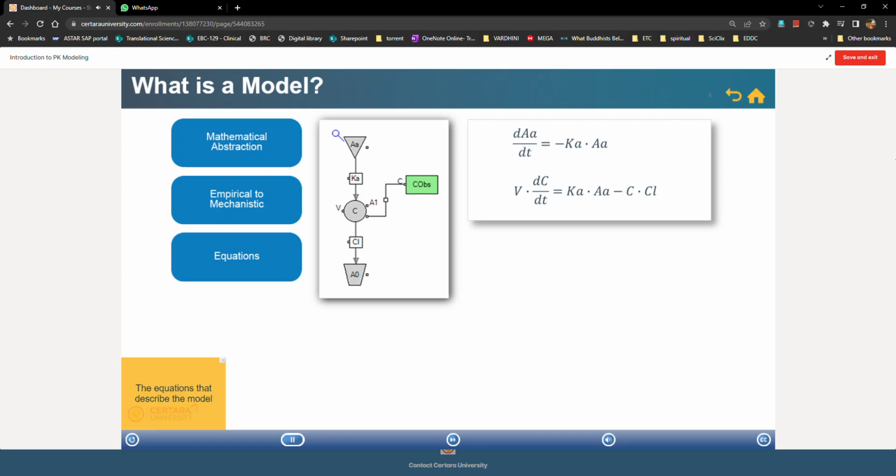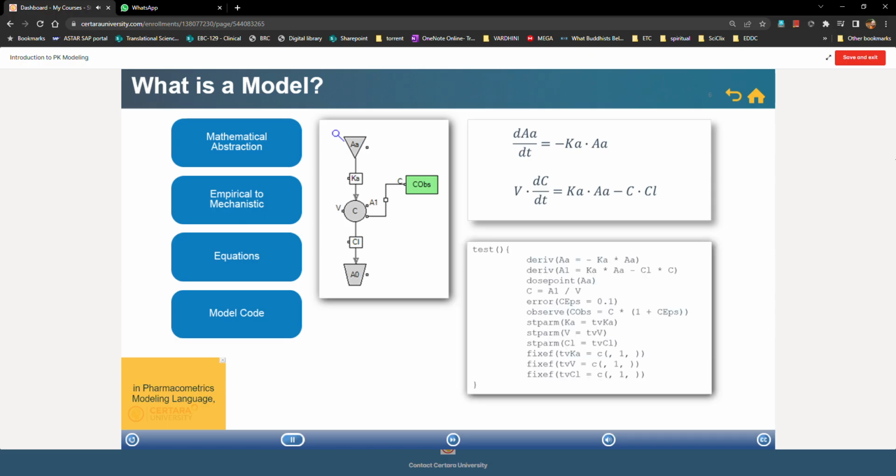The equations that describe the model need to be converted into model code. In Phoenix, models are expressed in pharmacometrics modeling language, which is like a programming language for models. The code shown here is a representation of the model shown in the diagram. Even if you do not edit the PML, it is useful to know that this is what Phoenix is doing in the background when you fit models.